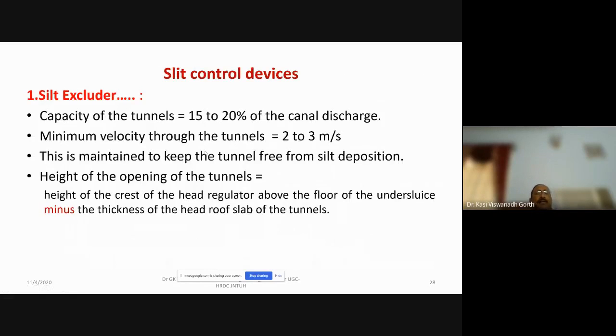The capacity of these tunnels will be usually 20 to 50% of the canal discharge. Maximum velocity through the tunnel is 2 to 3 meters per second. If the velocity is more, there will be a problem that the silt also will be carried. So this is maintained to keep the tunnel free from silt deposition. The height of the opening of the tunnel will be equal to the height of the crest of the head regulator above the floor minus the thickness of the roof slab of the tunnel.